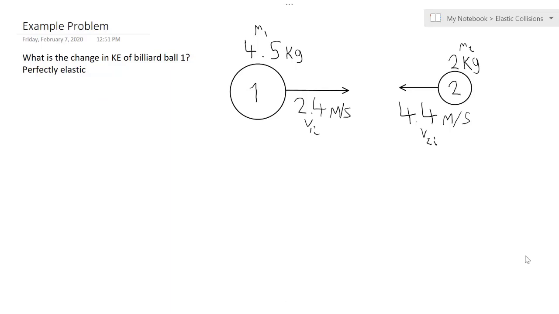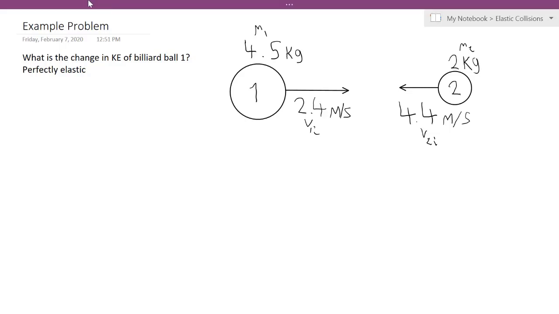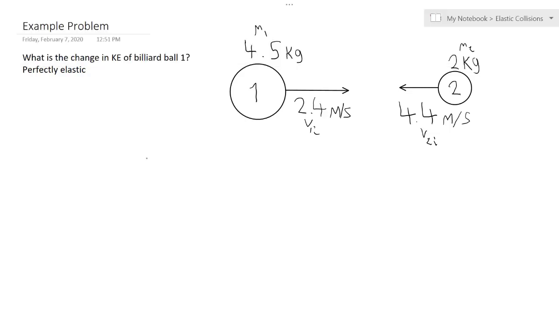So now let's solve these simultaneous equations and let's plug in what we know first. So we know that the initial momentum is going to be 4.5 kilogram meters per second times 2.4 meters per second minus 2 kilograms times 4.4 meters per second.